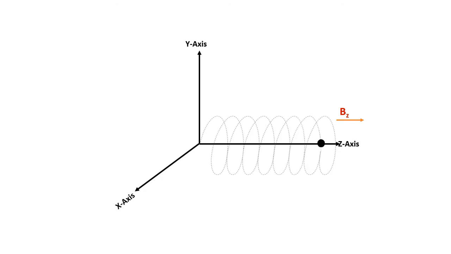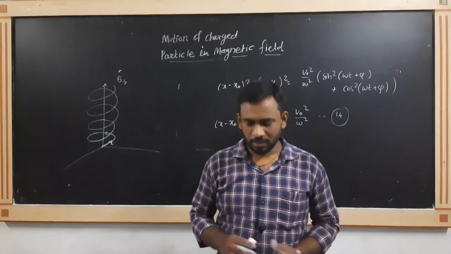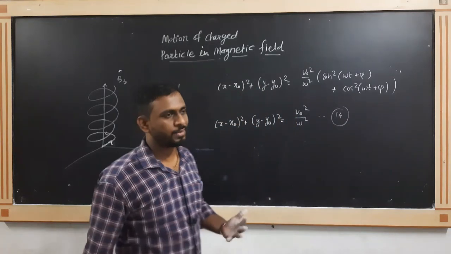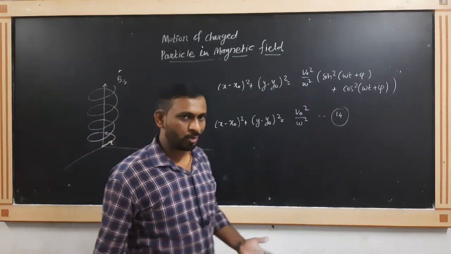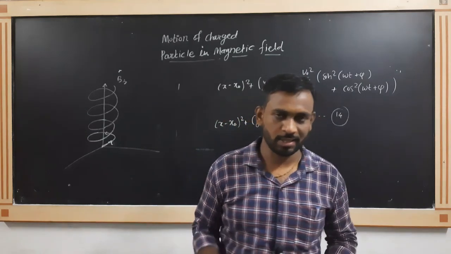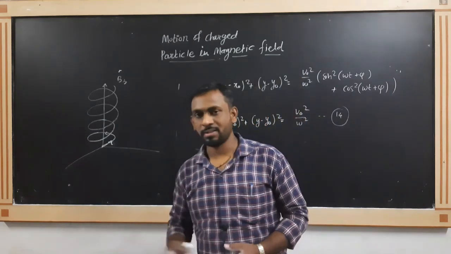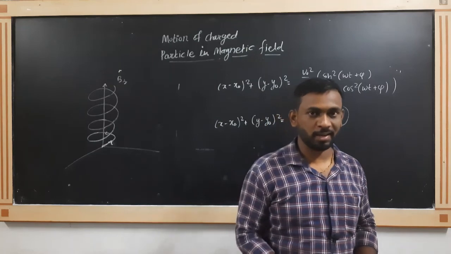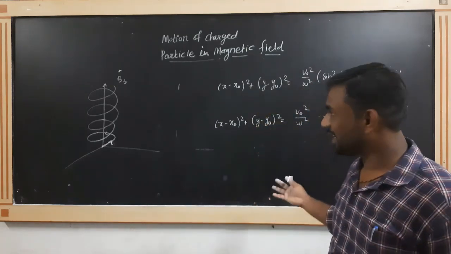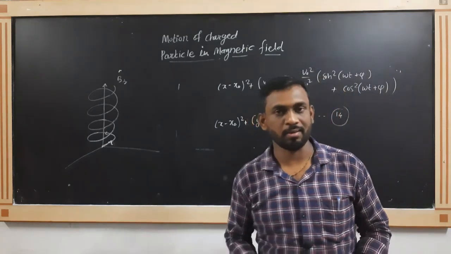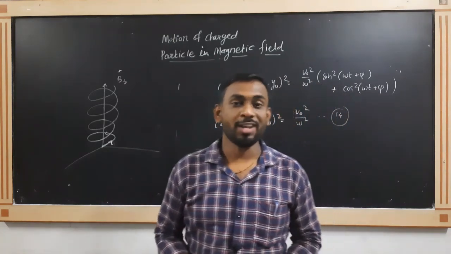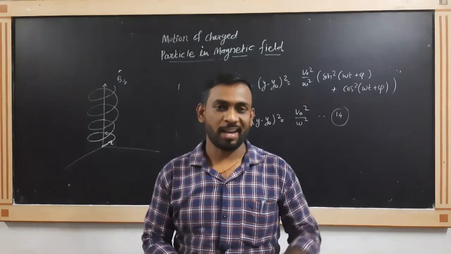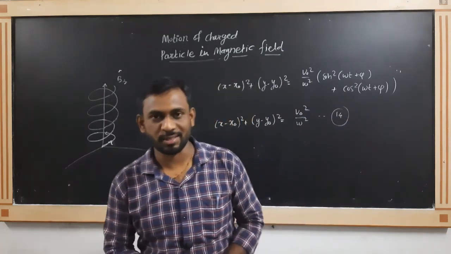So this is all about the motion of the charged particle in the magnetic field. With this, we stop this lecture. In the last lecture, we studied the effect of the electric field. In the current lecture, we discussed the effect of the magnetic field by studying the independent parallel component and perpendicular component. In the next lecture, we will discuss the effect of both electric and magnetic fields. This is again quite an interesting topic.